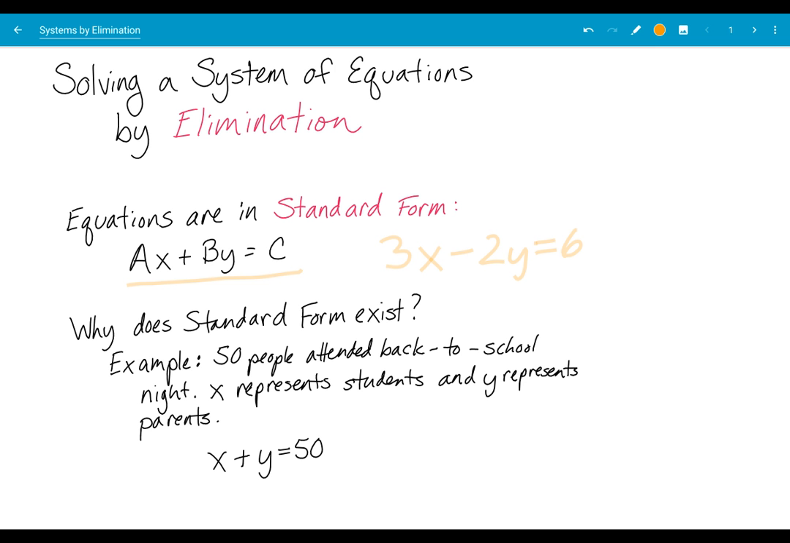It's not very handy for graphing. There is a method for it, but mostly it's handy for situations in real life where a lot of things get added or subtracted together to equal a whole number. So here's our example. When would I use standard form?